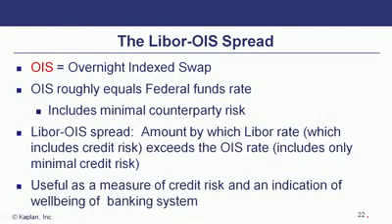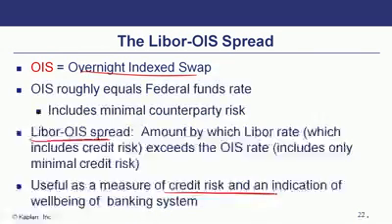So what about the LIBOR-OIS spread? The OIS is the overnight index swap. We don't worry about calculations here, but it's roughly equal to the Fed funds rate. It has very little counterparty risk. So if we take LIBOR minus the OIS rate, that's just the amount that LIBOR exceeds the OIS rate, and it's also a measure of credit risk, just like the TED spread was.